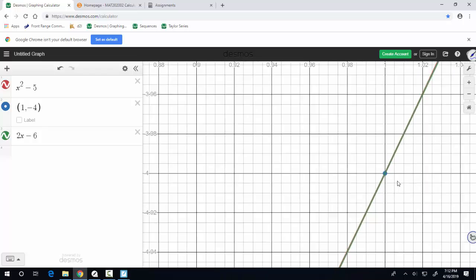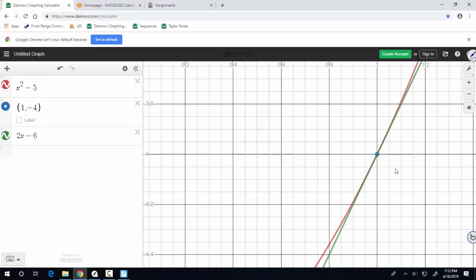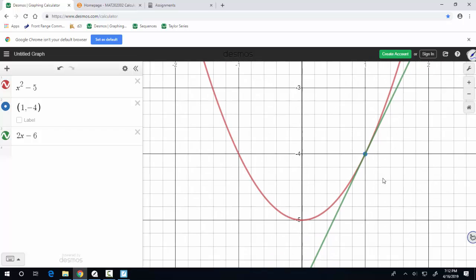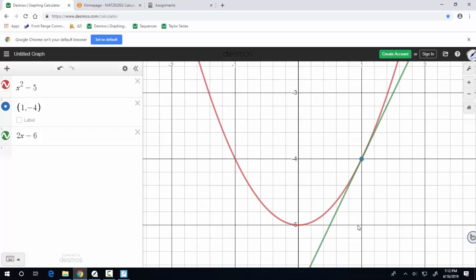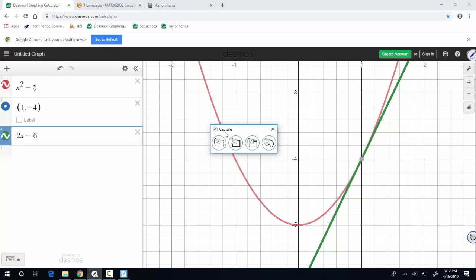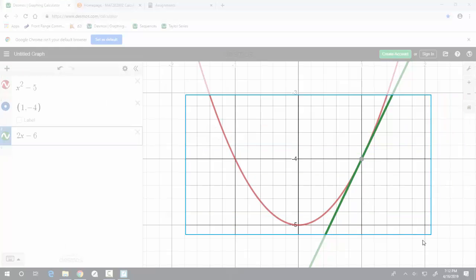Right? Clearly, as we zoom out, using the tangent line to approximate the quadratic for some of these x values is a terrible idea, right? Because this actual value is -4.9, whereas on the linear function, it's -5.4. So that's what we're building up to.